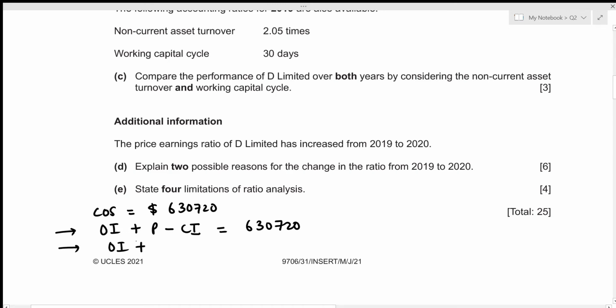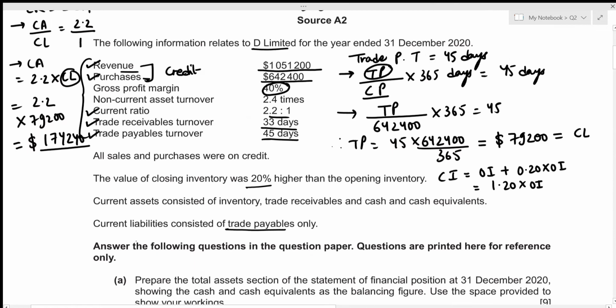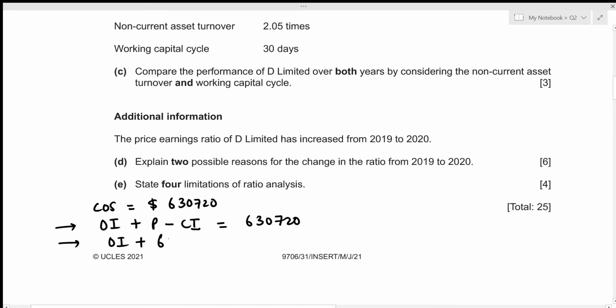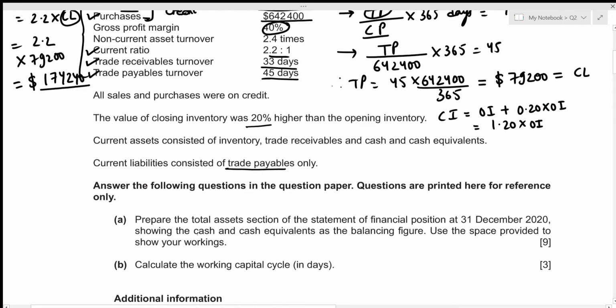The purchases amount was given above. Let's have a look. So purchases amounted to 642,400. Let's write it down. That's 642,400. And we are also given the information associated with opening and closing inventory.